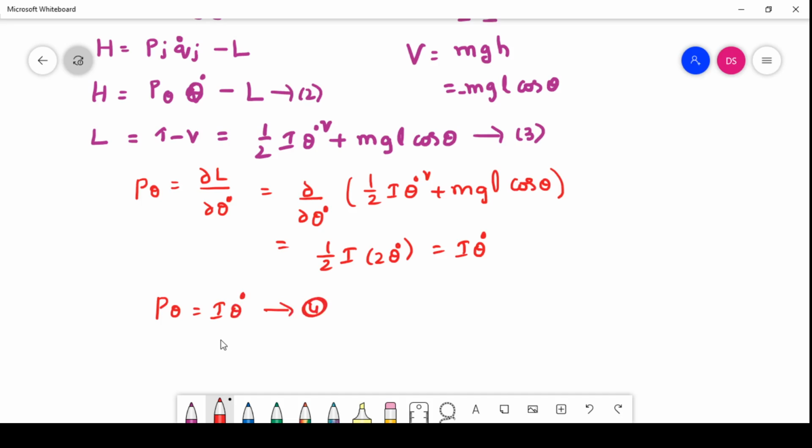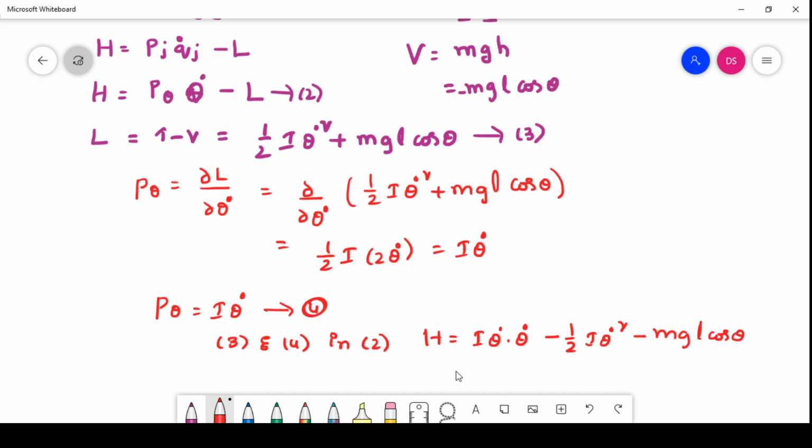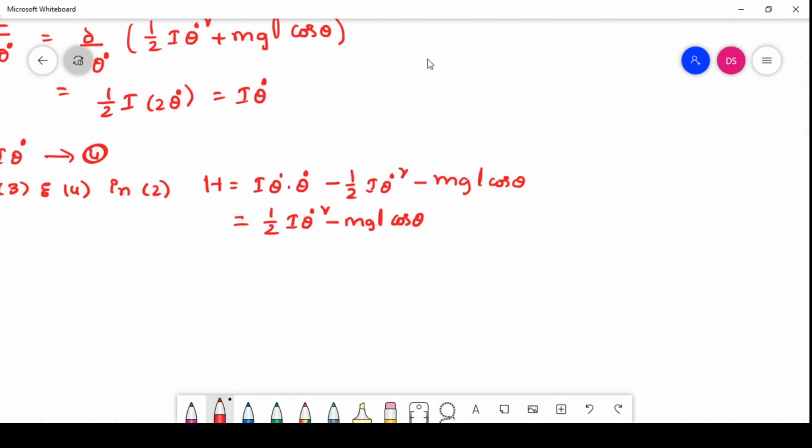Now if we substitute 3 and 4 in equation 2, then H is equal to I theta dot square minus half I theta dot square minus mgl cos theta. So that is equal to half I theta dot square minus mgl cos theta. That is the H function we got. Let it be equation 5.